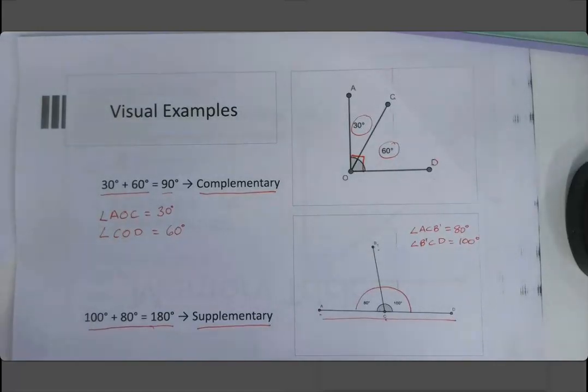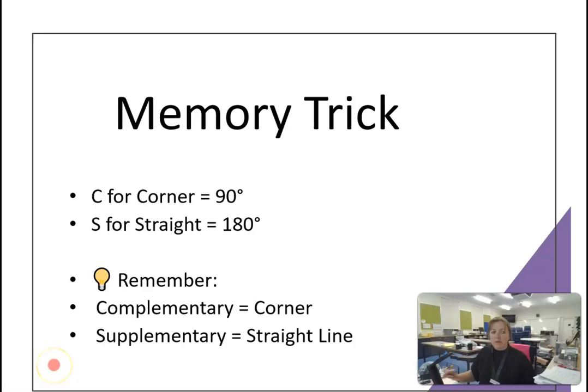Go back to my PowerPoint. We have a little memory trick to remind us. If you're trying to remember which one's which, complementary and supplementary, complementary starts with a C. C for corner. Corners are usually 90 degrees. So the corner of the desk, the corner of the door, the corner of the window, usually 90 degrees. So C for corner, C for complementary. S for supplementary, straight line. If two angles are supplementary, then they're going to form a straight line and they're going to add up to 180 degrees.